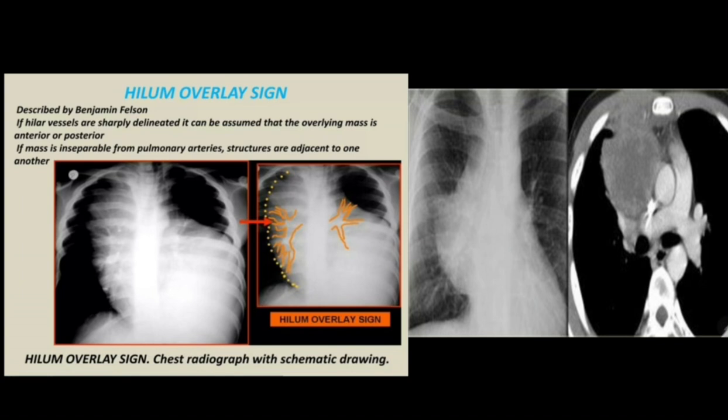So here we can see that in the first image we can see the hilar vessels properly here. So it's not a middle mediastinal mass. It is an anterior or posterior mediastinal mass. In the second image also we can see the hilar vessels clearly here, and we have confirmed it with a CT thorax. That is an anterior mediastinal mass.